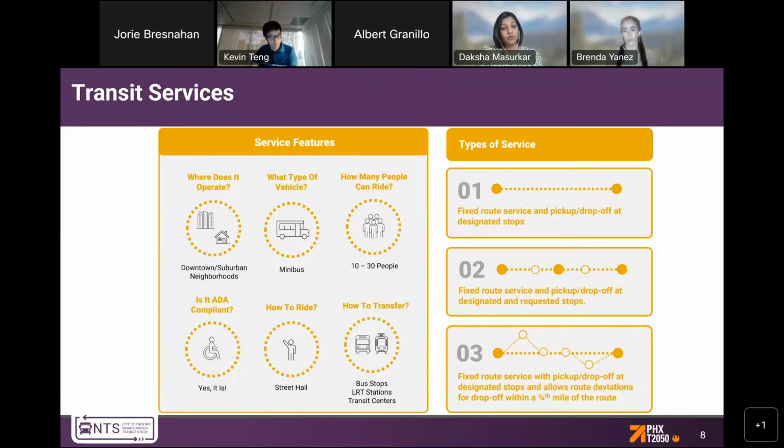Some of the types of service of neighborhood transit are fixed route service with designated pickup and drop off stops. Some of them are fixed route service with pickup and drop off at designated stops as well as requested stops along the route. Some of these are fixed route service with pickup and drop off at designated stops, but it allows route deviation up to 3/4 mile of the route for drop offs for some of the ADA users. Next slide, please.